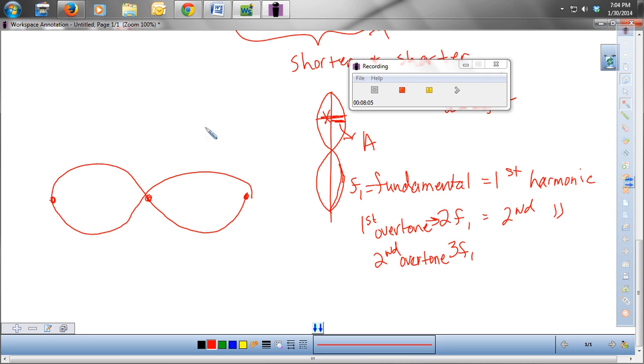Know that our hearing can be in the range of 20 hertz to 20,000 hertz. Anything beyond 20,000 hertz is called ultrasonic. Anything less than 20 hertz is infrasonic.